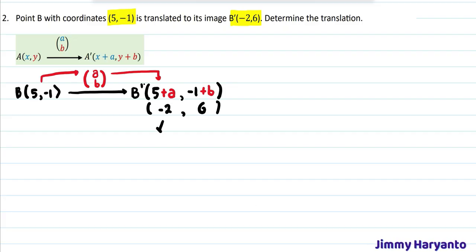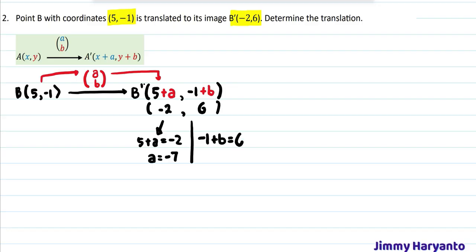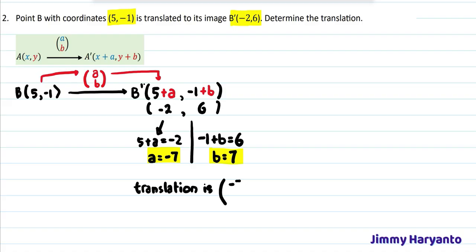So the next step is to equate them. 5 plus a equals -2, so a will be -2 minus 5 equals -7. And the next one, -1 plus b should equal 6, so b equals 6 plus 1 equals 7. There you go. This is our a and b. That means the translation is -7 and 7, just like that.